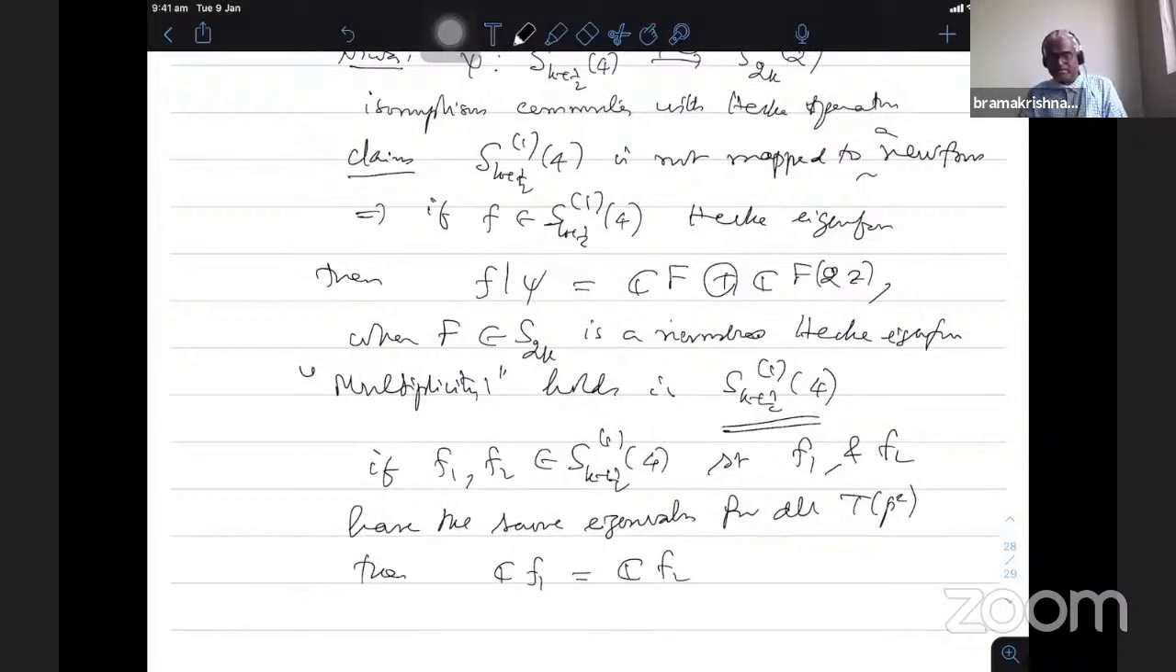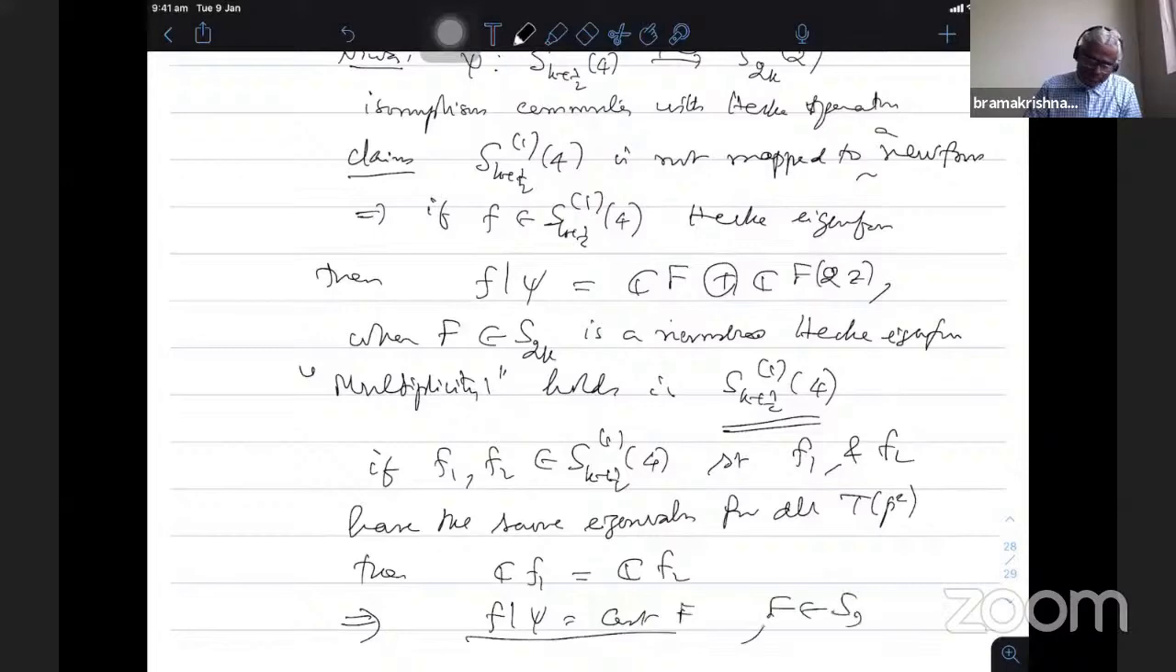Therefore, the eigenspaces generated by these two are the same. That means, what does it mean? It is the multiplicity 1 theorem. So two eigenforms cannot have the same eigenvalues. Therefore, if I have the same eigenvalues, this space is the same. So I have a dimension 2 space here, whereas if I take a Hecke eigenform, the dimension is 1 here because the multiplicity 1 theorem holds. This implies, because of this particular property, that f bar psi is some constant times capital F, where F belongs to S_{2k}(1).